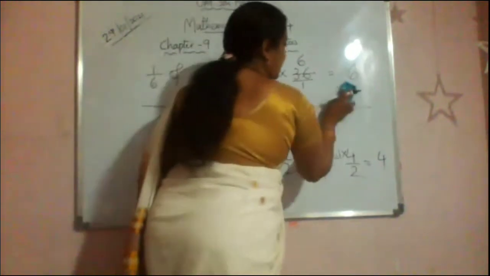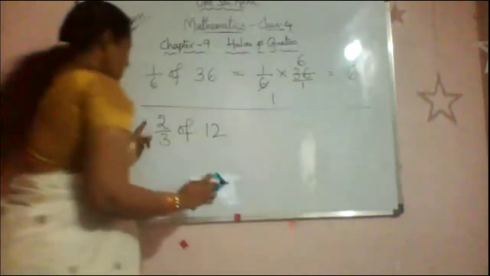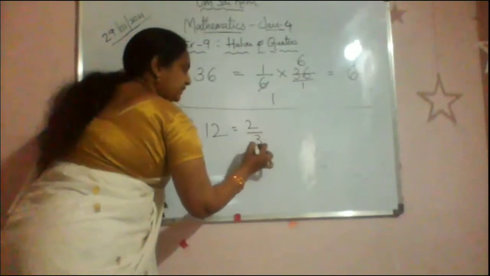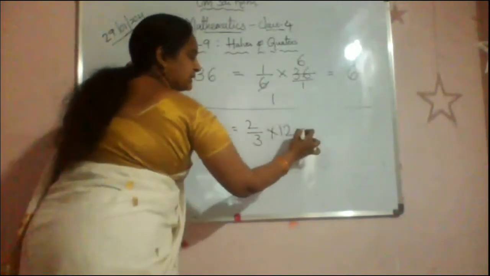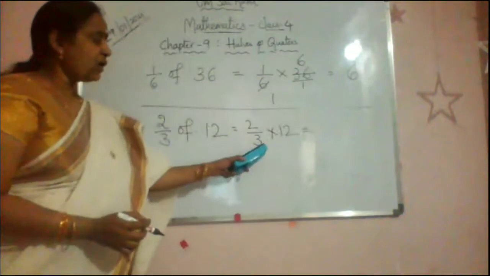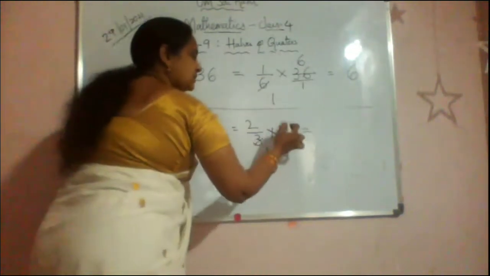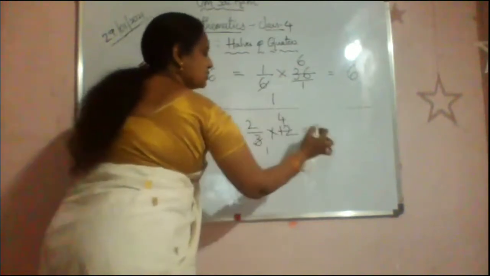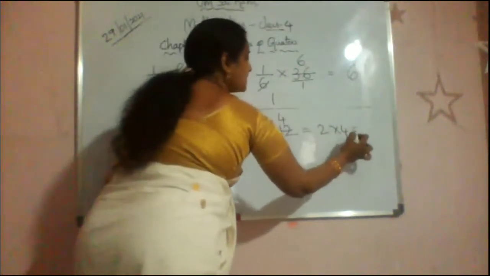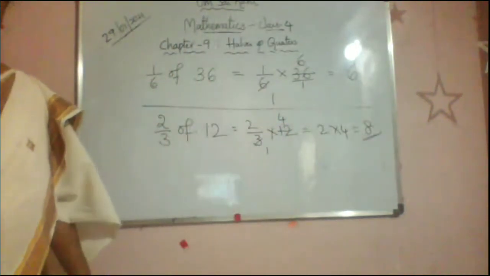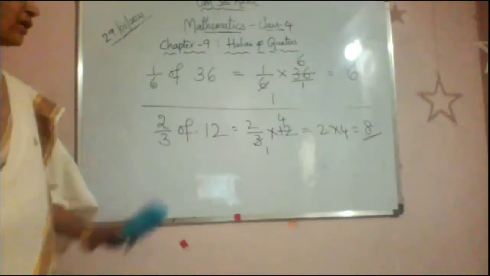Okay, children? Now here 2/3 of 12, how will we write? 2/3 into 12. See how many times 3 will go in 12? 3 ones are 3, 3 fours are 12. Now 2 into 4, what is the answer? 8. Is it clear? Any doubt in this?